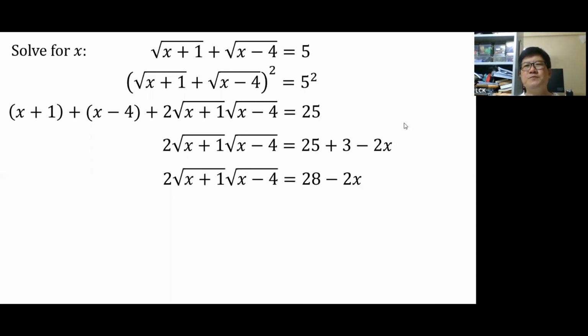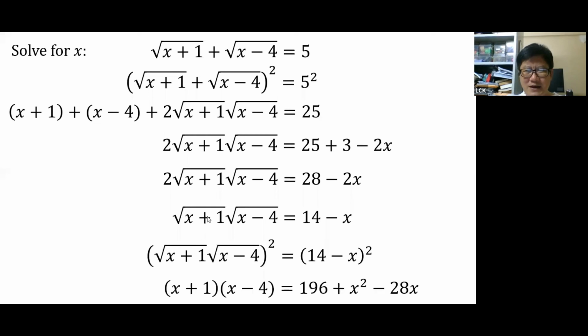Divide throughout by 2 so that you end up with just this square root over here and 14. 28 divided by 2 is 14. Minus 2x divided by 2 is a minus x. All right? And you want to get rid of this, so you square yet again. You squared once here already, you square a second time. When you square a second time, you will see that your square root sign disappears. And when you square this, it's 196. 14 times 14 is 196. x times x is x squared. 2 times 14 times minus x is minus 28x.